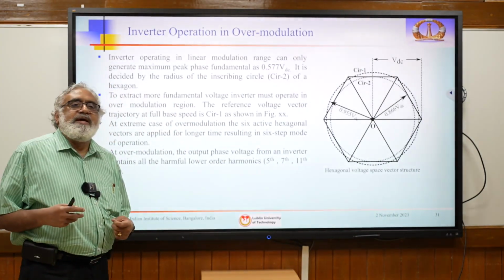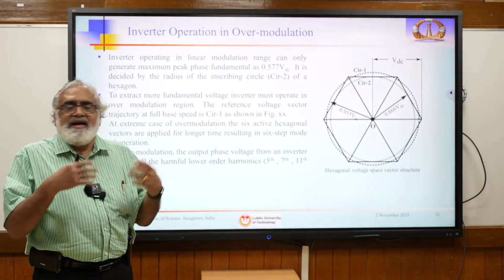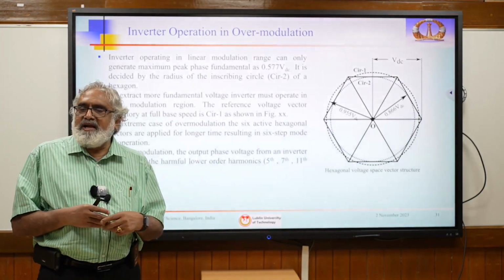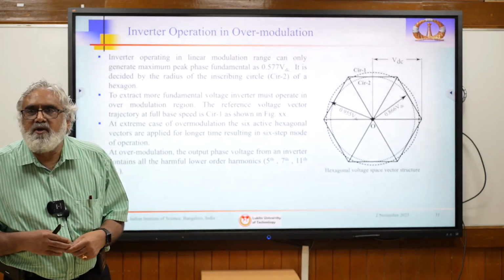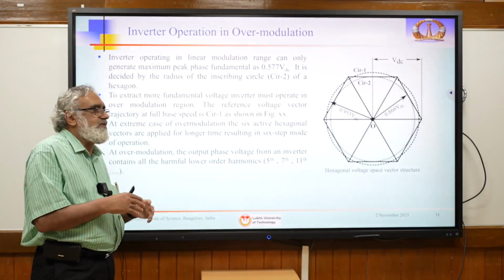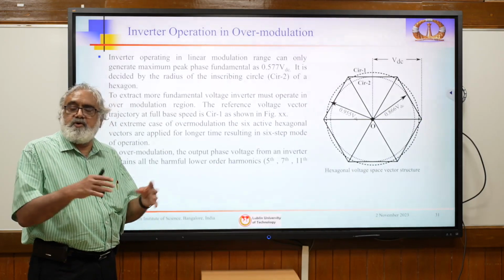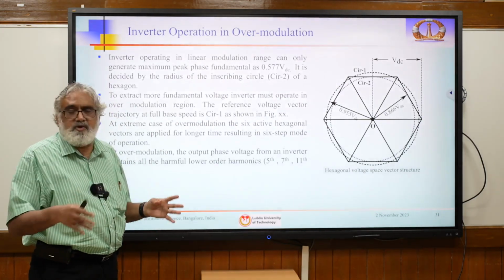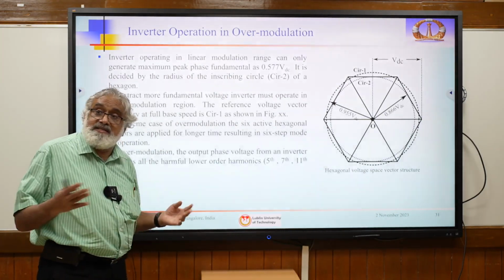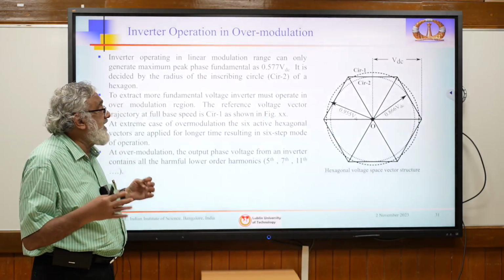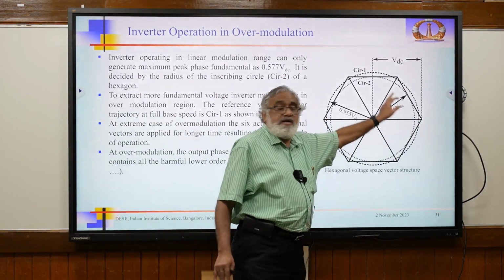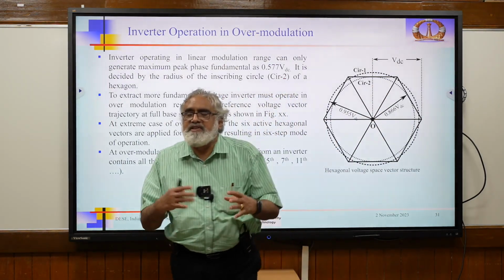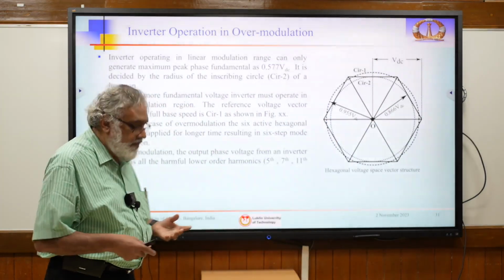So how to increase the linear modulation range to the full base speed without the presence of low order harmonics? That means we require a nearly sinusoidal structure. We don't have to go to the 6-step mode operation. A sinusoidal structure without increasing the DC link voltage, that means without increasing the net voltage along the ABC axis. Within the VDC available, how to do it?